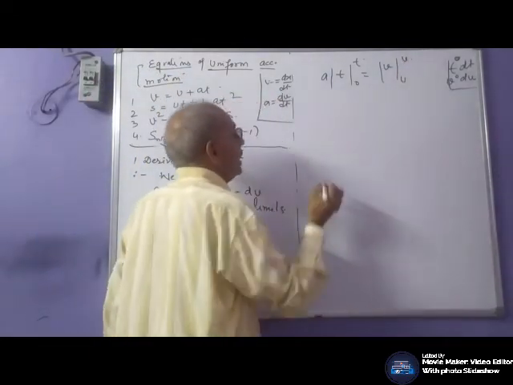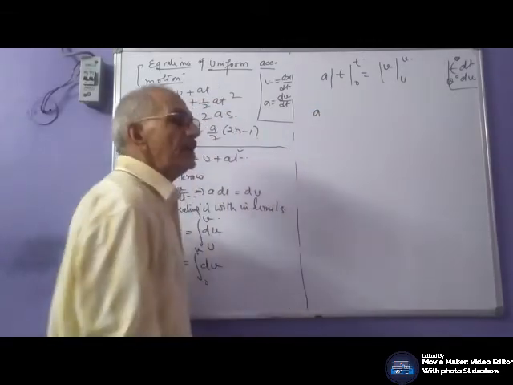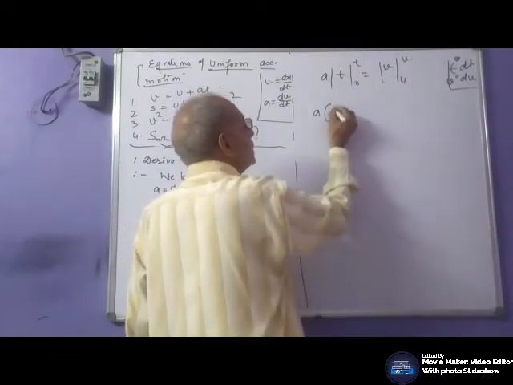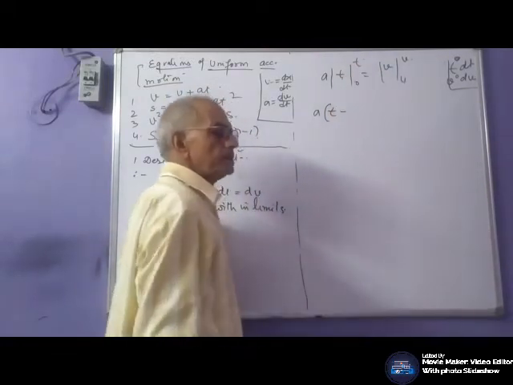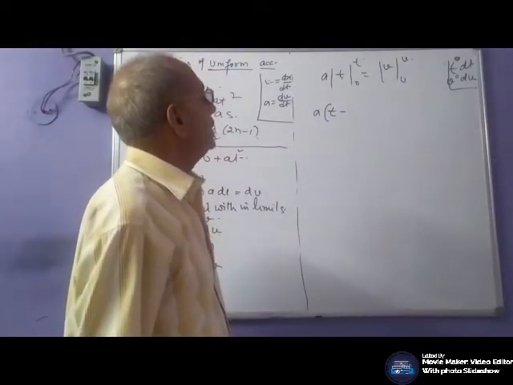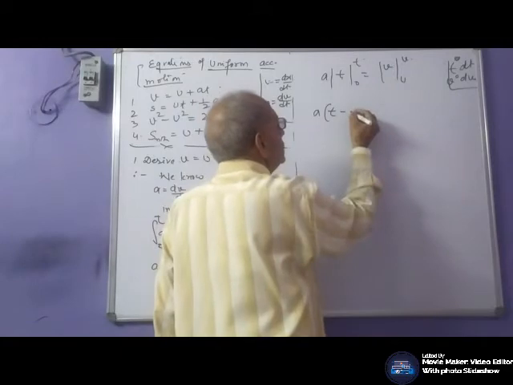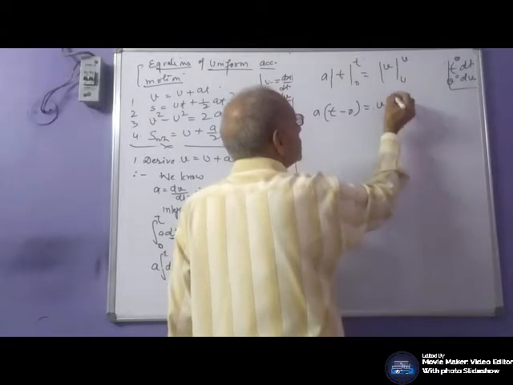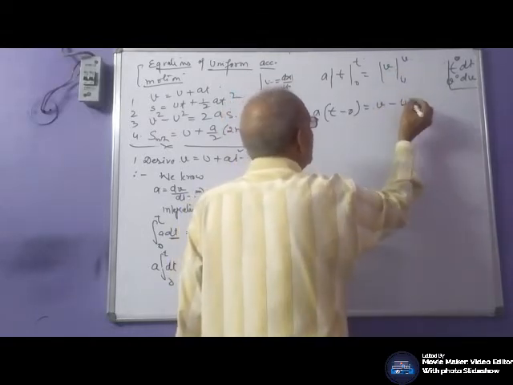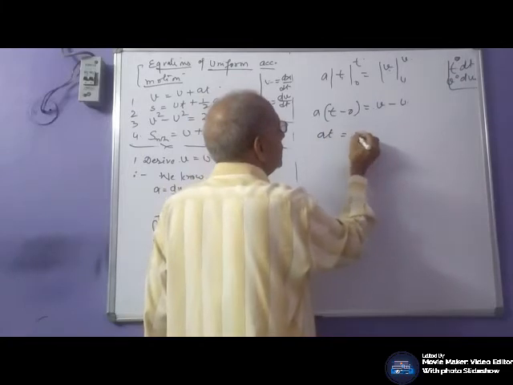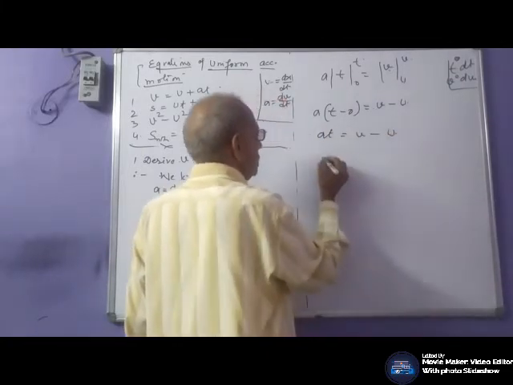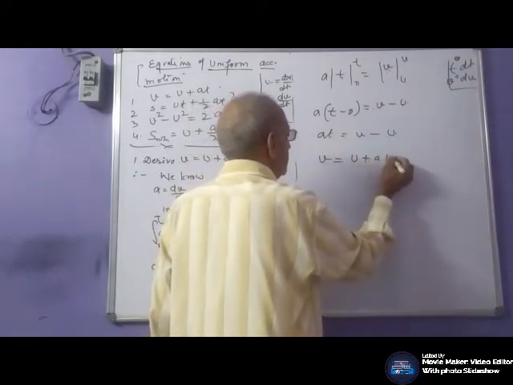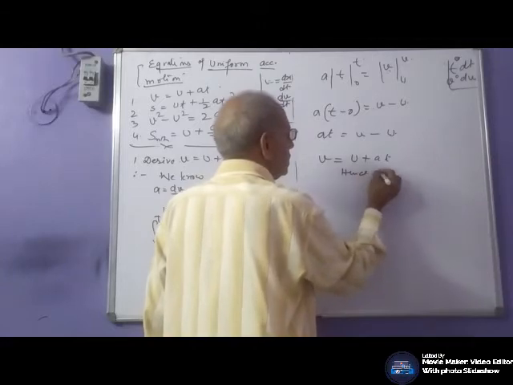How to apply limits? a times value of t is t, minus value of t is 0; value of v is v minus value of v is u. It is at = v minus u. Take u to this side: v = u + at. Hence derived.